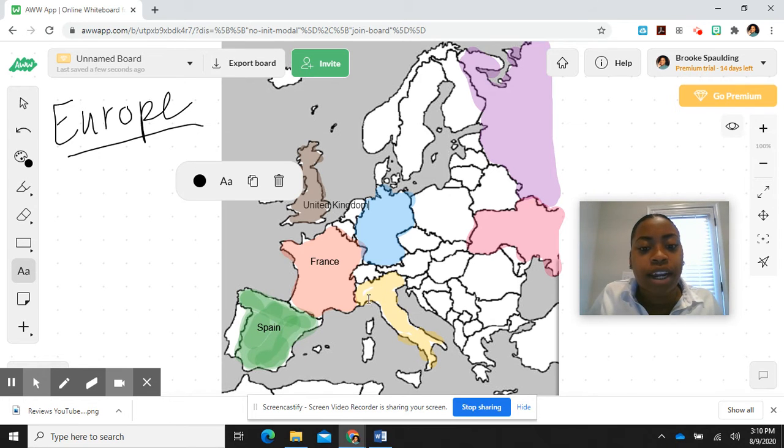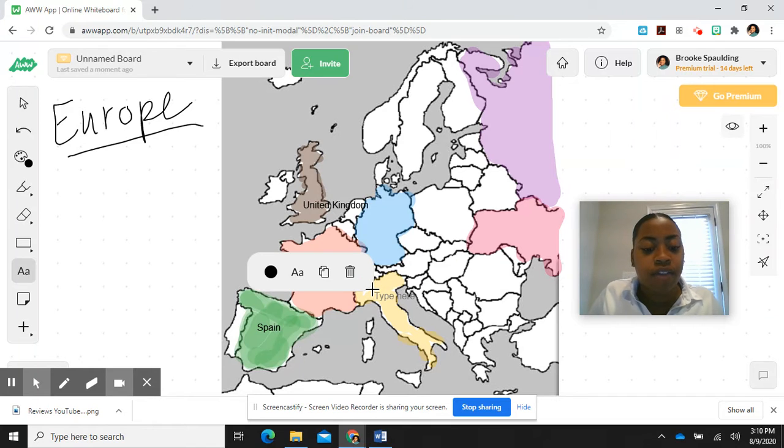Right here we have the beautiful country of Italy. Yes, Italy, that is shaped like the boot. If you don't see the boot, here's the heel, here's the foot, here's the boot.